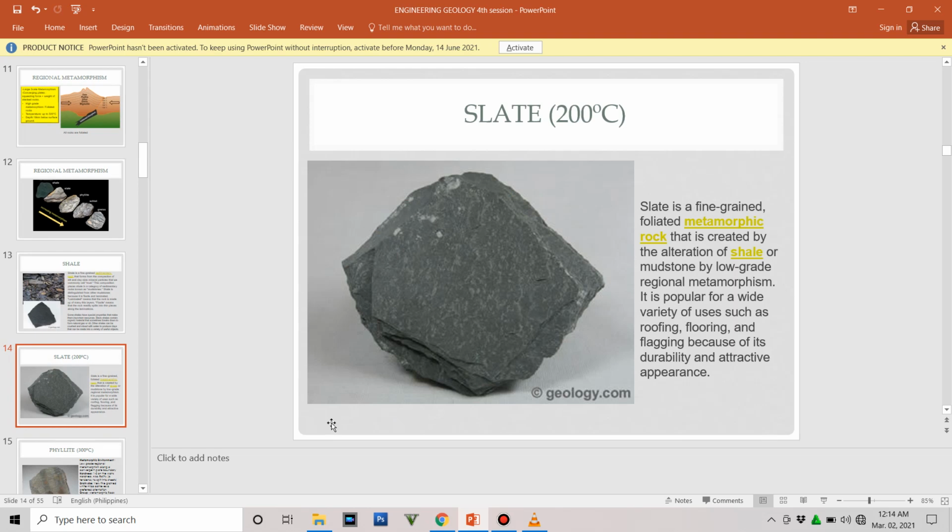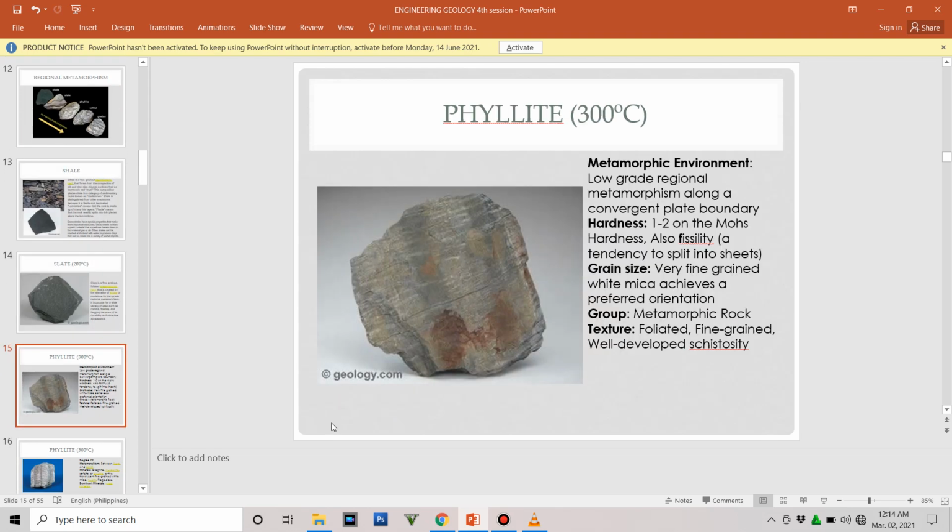So it is popular for a wide variety of uses. So pwede siyang gawing roofing, flooring, and flagging because of its durability and attractive appearance. So slate is also used as yung tablet. For example, yung mga markers sa sementeryo could be used. Okay? So those are some uses of slate.